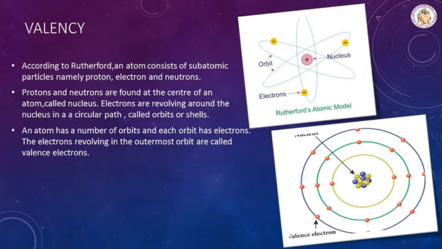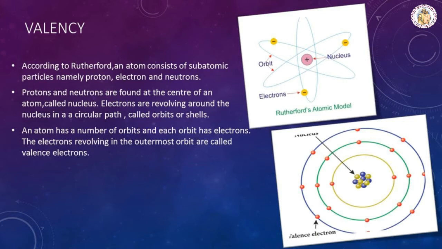Valency. In order to understand the valency of elements clearly, we need to learn a little about Rutherford's atomic model here. According to Rutherford, an atom consists of subatomic particles, namely proton, electron, and neutrons. Protons and neutrons are found at the center of an atom called the nucleus. Electrons are revolving around the nucleus in circular paths called orbits or shells. This you can see in the given picture.